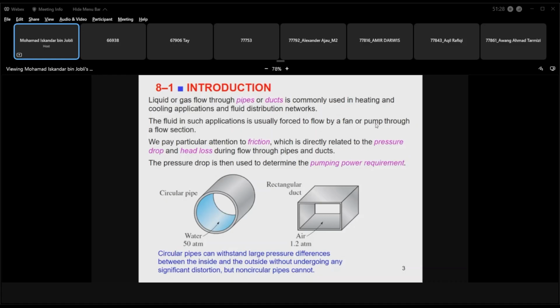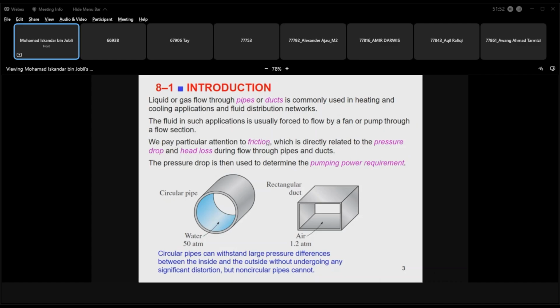Use a pump to pump the water. So you have two devices which are commonly used to force the fluid. If the fluid is gas, we normally use a fan. If the fluid is water, we normally use a pump, to make sure that they flow through a channel, which is a pipe, most of them.